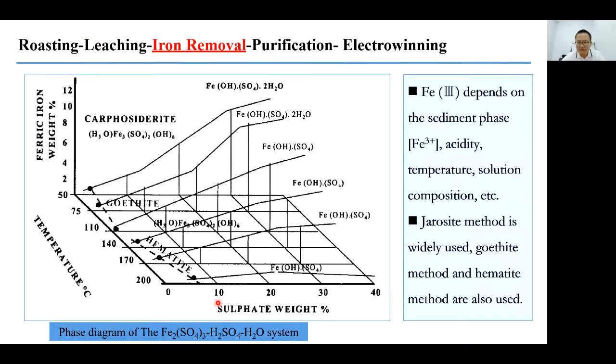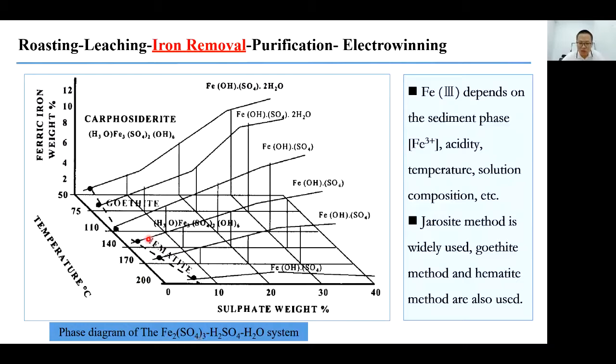And this part is the sulfuric acid percentage or sulfuric acid content in the solution. And here we can find hematite. As I have mentioned, we are learning from nature. So hematite is popular in nature, and it can be synthesized in this system. And we know that if we are aiming at hematite, we should have very low content of ferric iron. So this is not acceptable. So this one should be reduced to ferrous iron. So ferric iron is not acceptable.